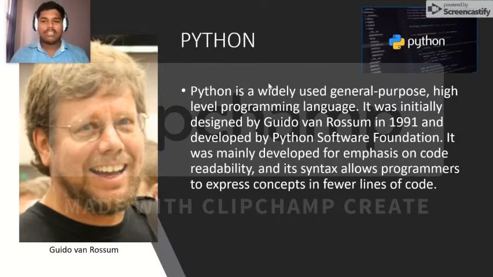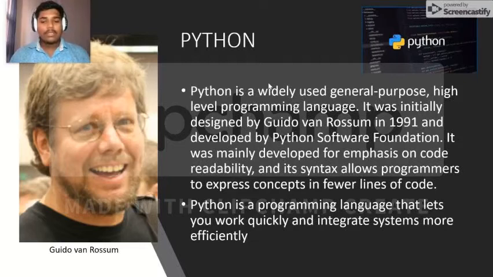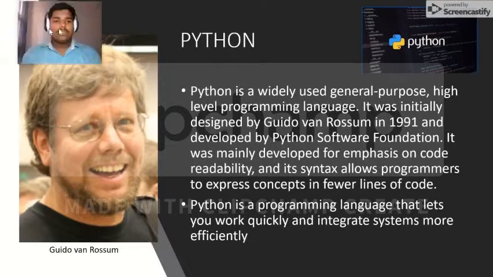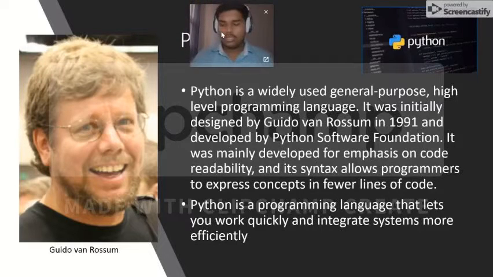It was initially designed by Guido van Rossum in 1991 and developed by Python Software Foundation. It was mainly developed for emphasis on code readability, and its syntax allows programmers to express concepts in fewer lines of code. Again, easy. Python is a programming language that lets you work quickly and integrate systems more efficiently. Python was again a huge thing in the tech world as it made many things simple.